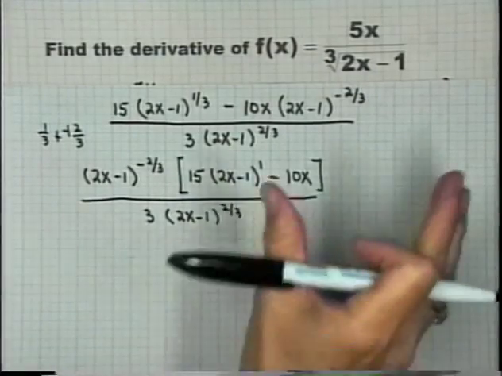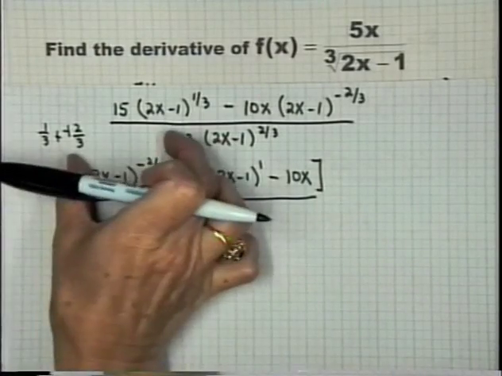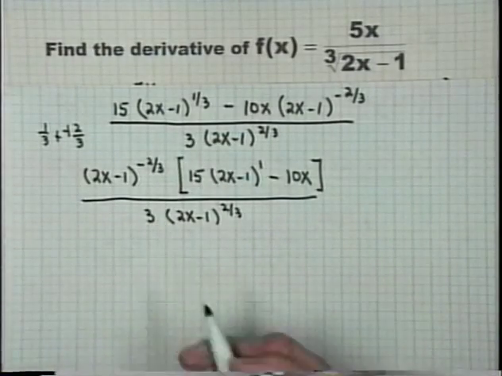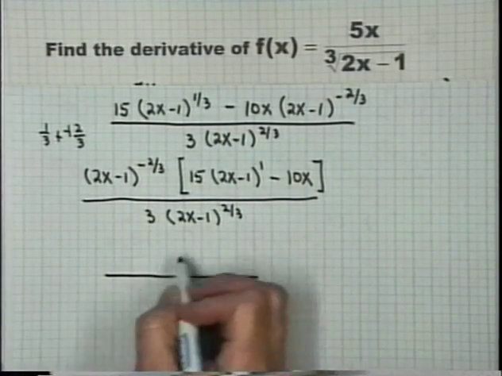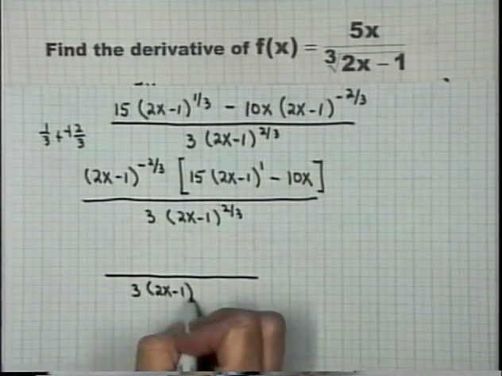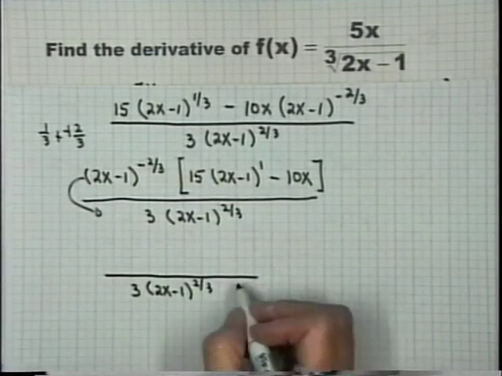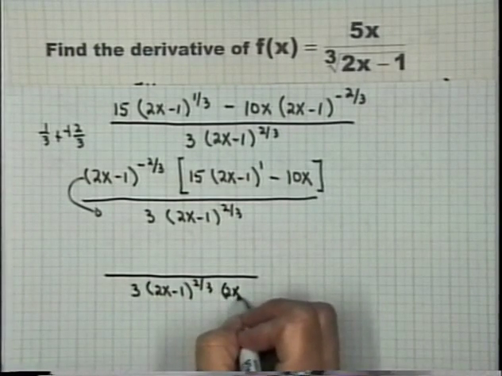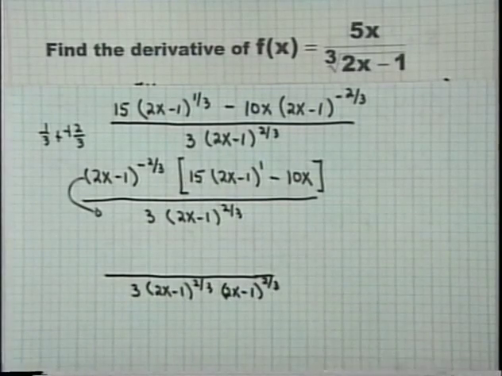What this has accomplished by doing that factoring, this is now times everything else in the numerator, and I can now move it down below. So let's come down in the denominator. I'm going to write the denominator down first. I already have a 3, a 2x minus 1 to the 2/3 power. This I'm going to move down here and change the exponent to a positive. So 2x minus 1 to the positive 2/3 comes down here.